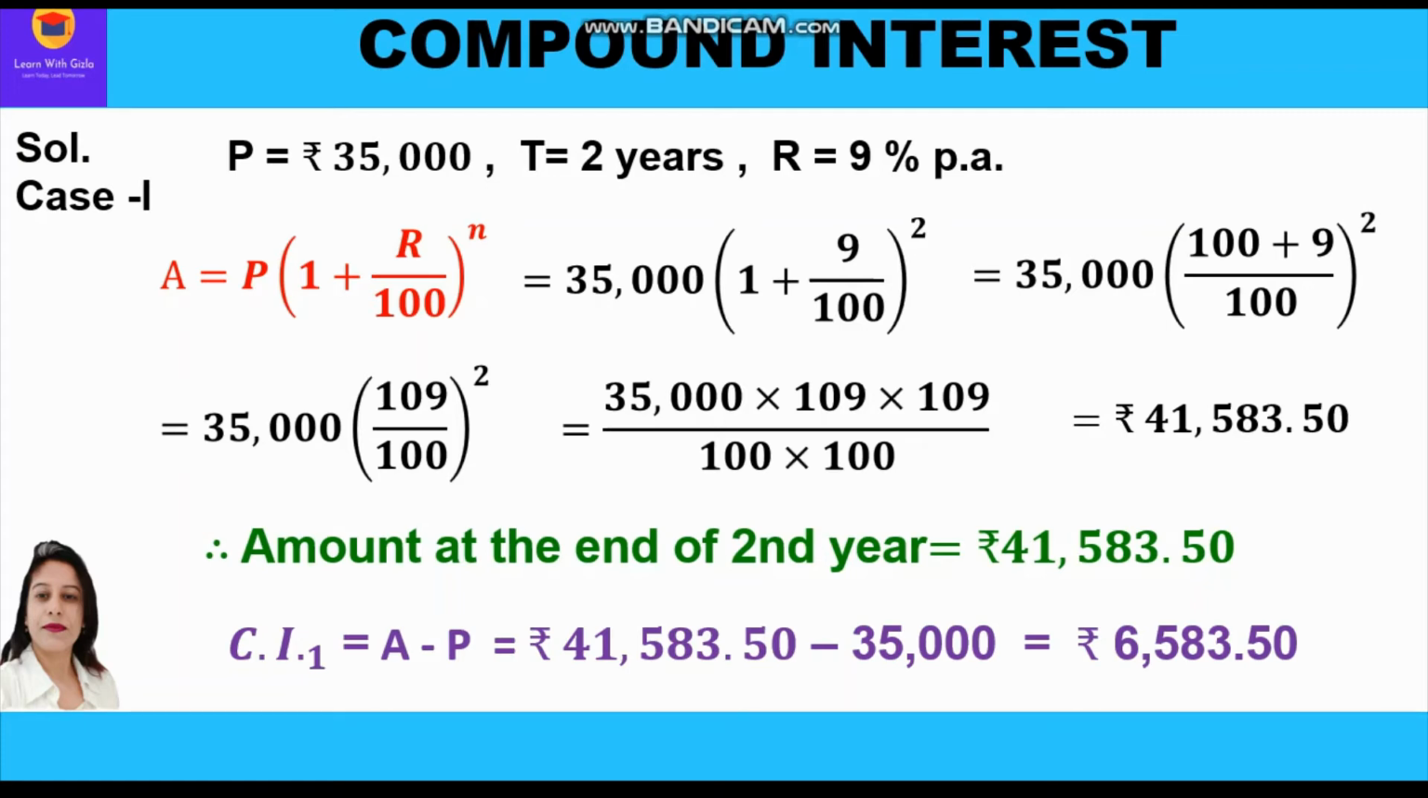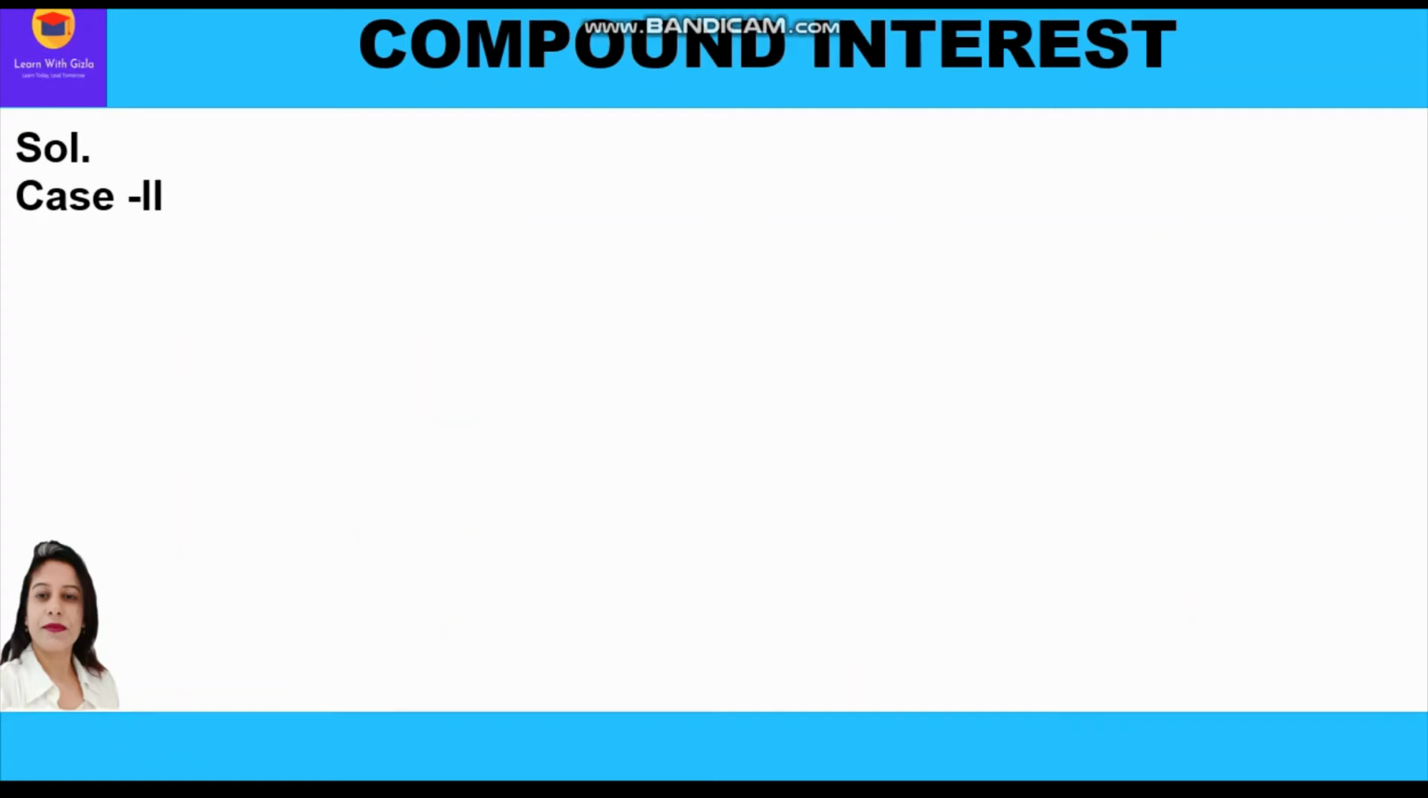Now the compound interest is the difference between amount and principal. So accordingly, we can write 41,583.50 minus 35,000, which is equal to rupees 6,583.50. So this is the interest which the man is receiving from his first investment of rupees 35,000.